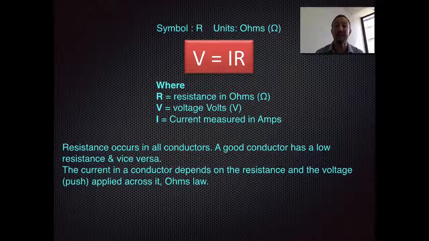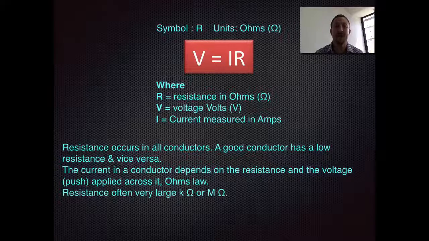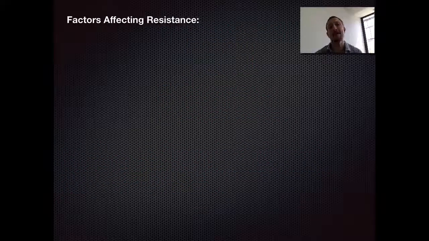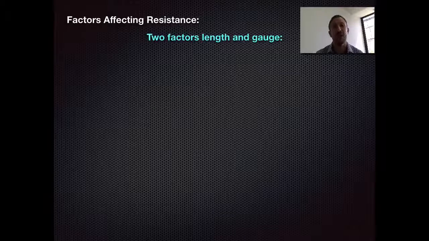So the current in a conductor depends on the resistance and the voltage which is applied across it. And that's what Ohm's law states. Now, resistance can often be very large and is often given in terms of kilo ohms or mega ohms. There are a variety of factors which can affect the resistance. One, obviously, is the type of material we're dealing with. But there are two other things, especially when we're talking about wires in an electrical circuit.